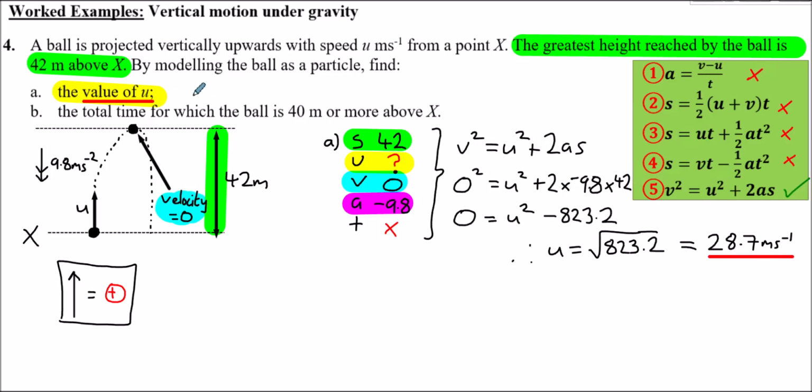Now part B, for the total time for which the ball is 40 meters or more above x, what we can do here is use SUVAT and work out the times when the height above x is exactly 40. So set s to be 40. So what I'm going to do here is just add to the diagram. We'll find two values of t for s equals 40. One value will be here.